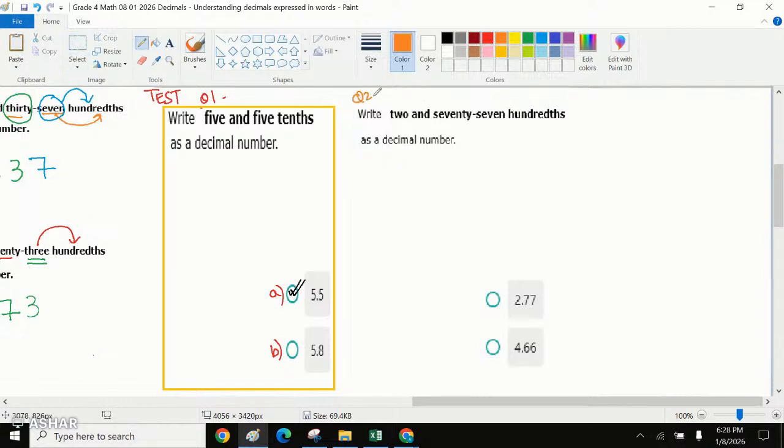For question number 2, can we have the answer? Right, 2 and 77/100. Yes. Thank you so much. We have 2 77/100. Option A is the correct answer. Thank you for your answer. We say 2 point and for the decimal 70 and there were 7/100. Okay. Thank you. Moving ahead with the next question.